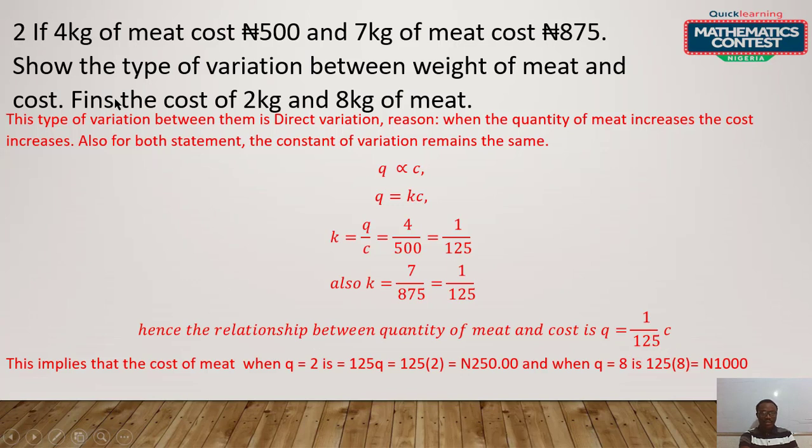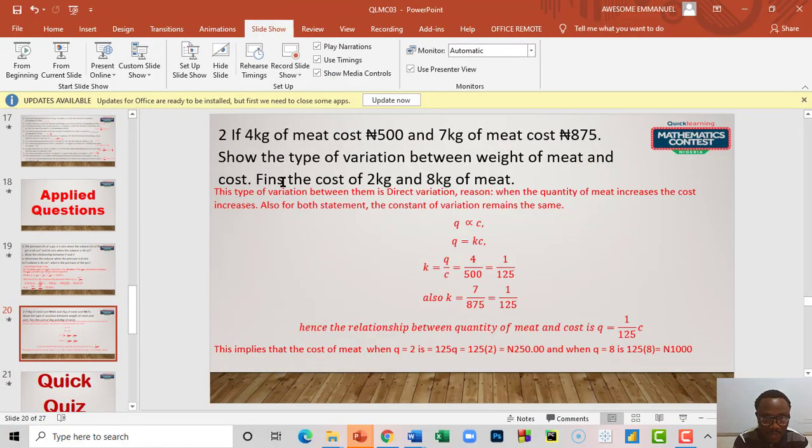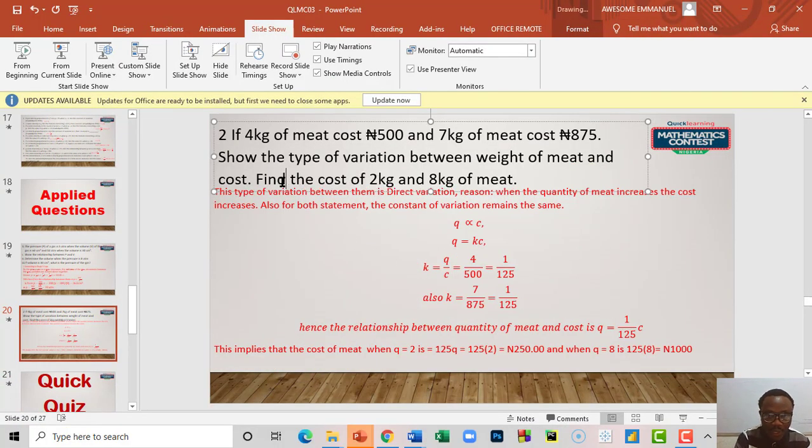So the next part: find the cost of 2 kilograms and 8 kilograms of meat. We're doing the same thing in two places. To find the cost of 2 kilograms, we just substitute. Let me correct some of the things here. The cost of 2 kilograms will be 125 times Q, so the first one is 125 times Q, and the Q there is 2 kg.